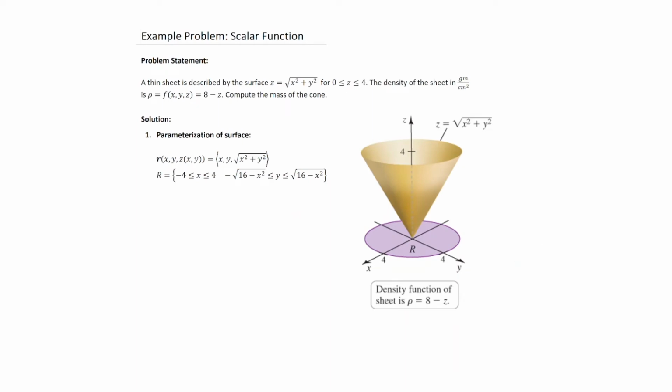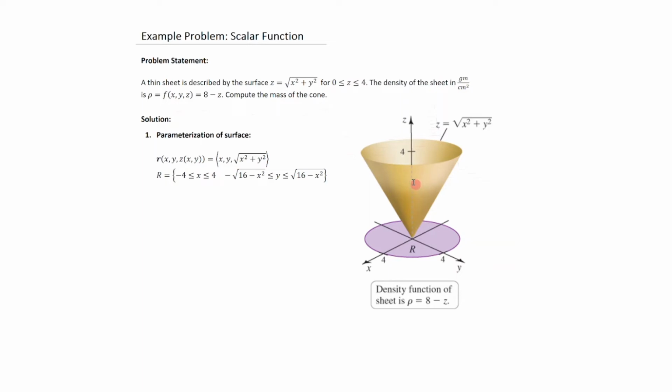Okay, so let's take this example that we just dealt with earlier and work it out for a given situation. We're talking here about a thin sheet described by the surface z equals the square root of x squared plus y squared, for 0 less than or equal to z less than or equal to 4. And the density of the sheet in grams per centimeter squared, this is CGS units, is rho equals f of x, y, z equals 8 minus z. Compute the mass of the cone.